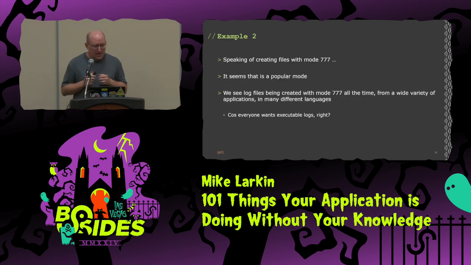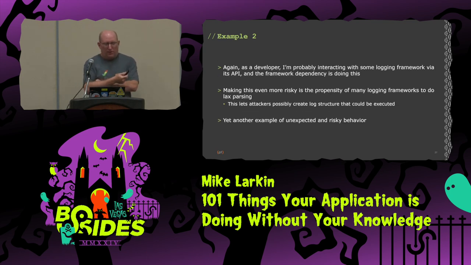Okay, example two. Speaking of creating files with mode 777, again, it seems to be a popular mode. We see log files being created with mode 777 all the time because everybody loves executable logs, right? Now, again, as a developer, I'm probably not even aware this is happening. As a developer, I'm probably saying, you know, log.message something, something, something. I don't pay attention to these kinds of things. Making this even more risky is the propensity that many logging frameworks don't do proper parsing. Log with a parameter, they just simply write whatever parameter you specified into the logs.